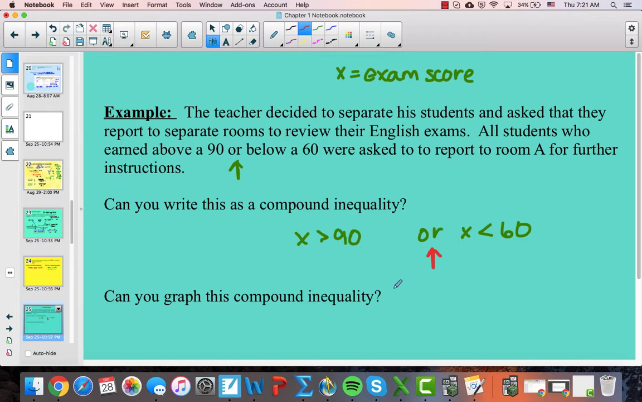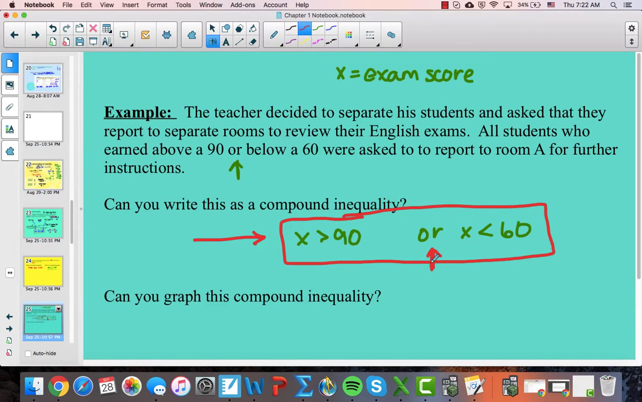If I try to combine it, I can't put x in the middle because I don't want the things in the middle. So this is a compound inequality. It's two inequalities, but they are combined using the word or. Or is part of the compound inequality. Now let's graph that and see what it looks like. Okay, so here's 60. Here are the scores of 60. So I have less than 60 and greater than 90.